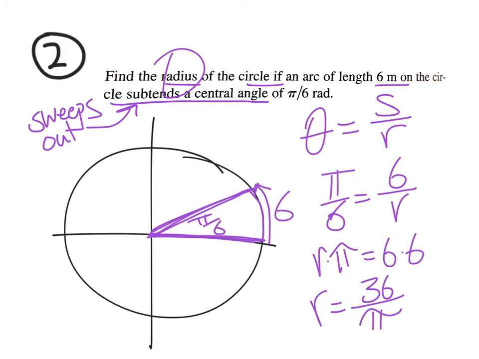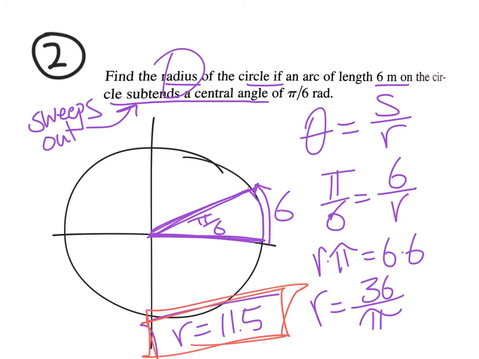And what do we get? 36 over pi, and it looks like 11.5. So we have an answer. Look at your diagram. Does that make sense? If this is 6, does it make sense that this is about 11.5?